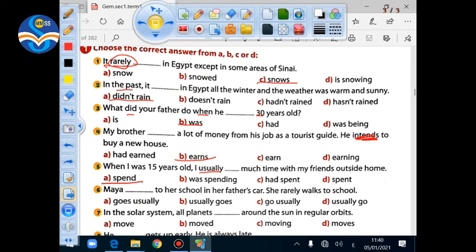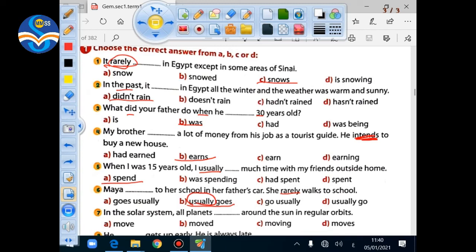Maya ate to her school in her father's car. She rarely walks to school. Rarely is a keyword of the present simple. So we say Maya usually goes, and keep in your mind that the word usually and the things which are similar to it always come in the second position in the sentence. I put the subject, then I put usually, always, often, or anything similar to them.